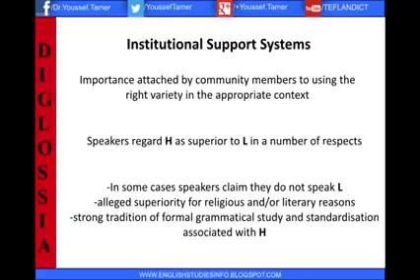Importance attached by community members to using the right variety in the appropriate context. That's why when we were talking about some Moroccan Arabic terms, in a formal context like ours, usually there is laughter, right? Because it's not accepted so much, okay? The same thing if you speak Moroccan Arabic in a parliament or formal context, it is not very much accepted by the community. So importance is attached by the community members to using the right variety in the appropriate context. And that's a kind of institutional support system for the diglossia situation.